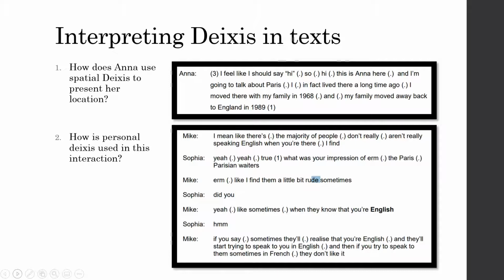How might we interpret Deixis in texts? Well, you're going to need to pause the video at this point and answer these two quick little questions based on snippets from the AQA anthology. These are examples of use of spatial Deixis and personal Deixis in two spoken transcripts from the AQA Paris anthology. Pause your video now and have a go, see if you can interpret the way Deixis is used in these interactions.